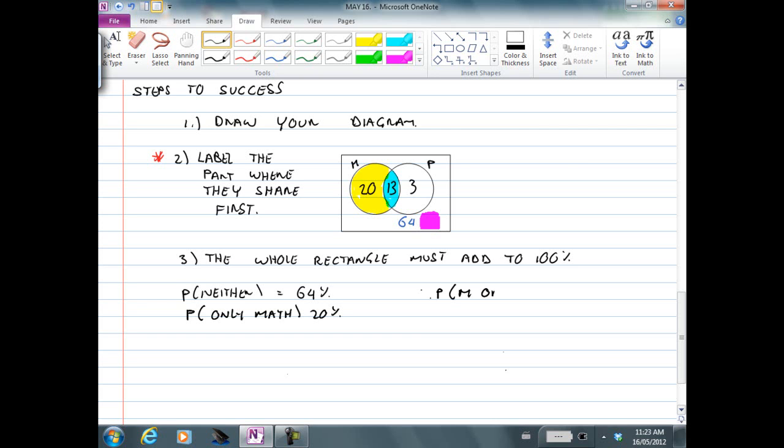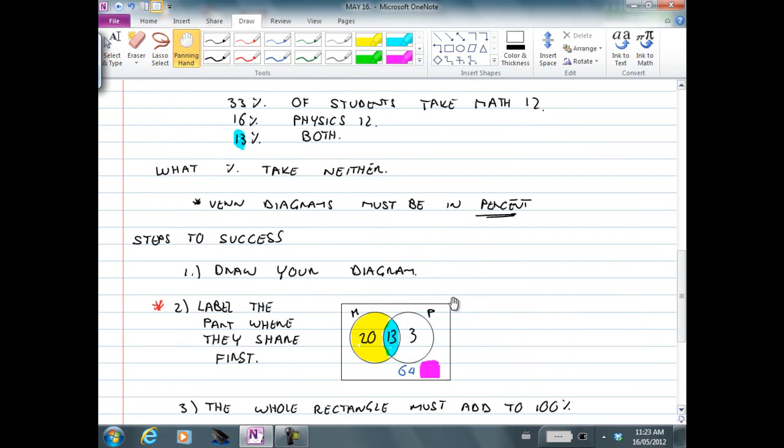Another one, I can ask you P(math or physics), which is going to be 23%. See, this is where you've got to be careful, because I can only take math or physics, not both, which is 23%. Once you have your Venn diagram, you can answer the question. Without this Venn diagram, no. If I say math and physics, it's 13%, because it's right here.